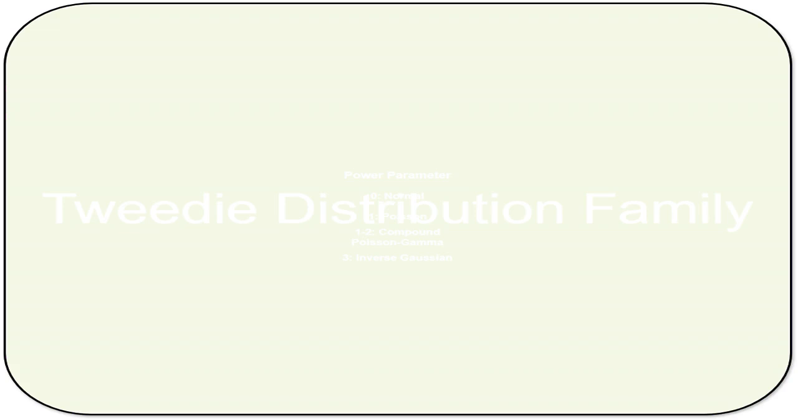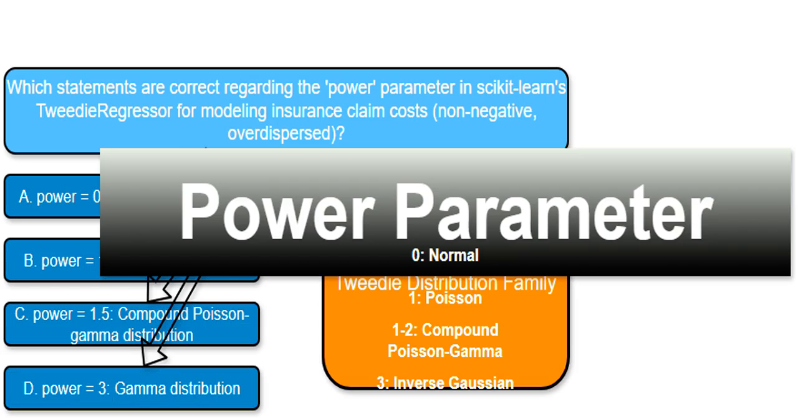I'm exploring the Tweedie distribution family, a flexible class of probability distributions used in statistics. It's really useful because it includes several common distributions, all linked by a single parameter, the power parameter. Let's dive in. This is the key to understanding the Tweedie family. It determines which specific distribution within the family we're using. Different values lead to different distributions with their own unique characteristics.